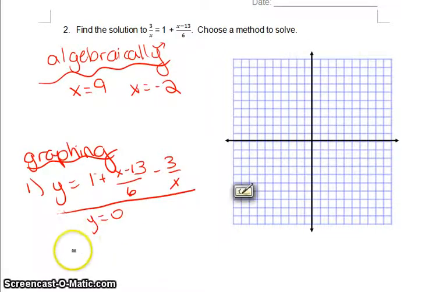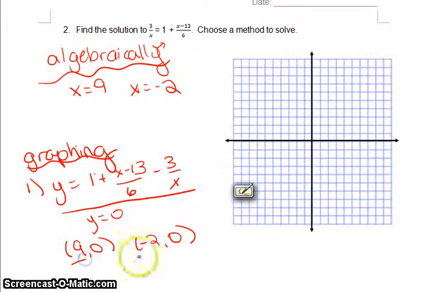So there's our solution. I'm switching back over here. So here our solution was at 9 and 0 and negative 2 and 0. So when you're graphing, you're looking at your x values. That's your solution. So x is equal to 9 and x is equal to negative 2.